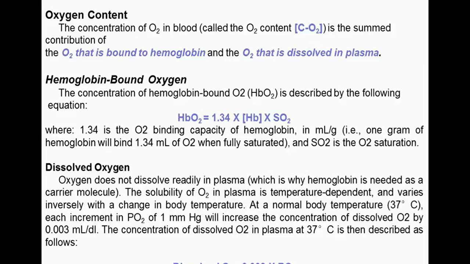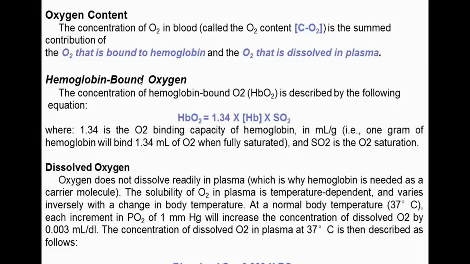Why is it bound to hemoglobin? Not all our oxygen is dissolved, because the solubility of oxygen is poor. The second thing: when oxygen is dissolved in high concentration, it forms oxygen free radicals that are dangerous and cause cytotoxic effects on the cells. So hemoglobin is the carrier for about 98.5% of our oxygen, and the dissolved oxygen in the plasma, the functional oxygen, is about 1.5%.